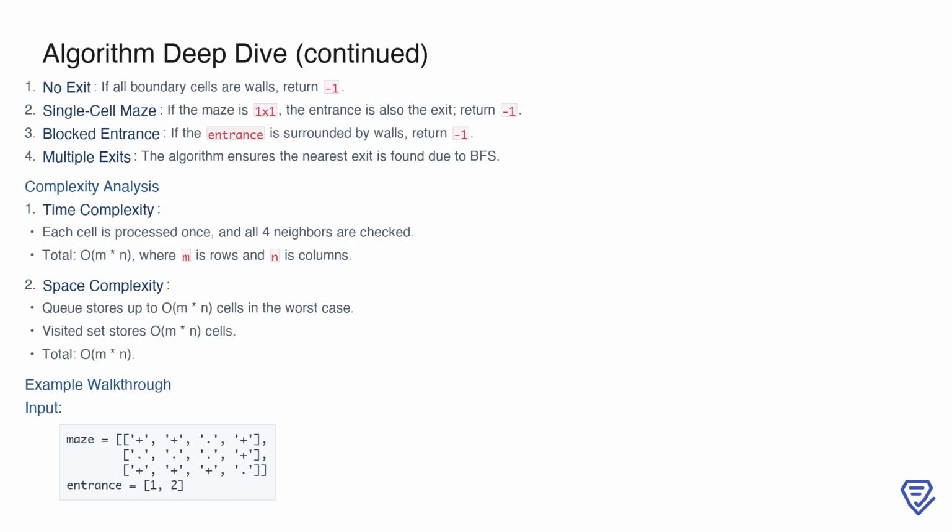When analyzing the algorithm's complexity, the time complexity is O(m*n), where m represents the number of rows and n represents the number of columns. Each cell is processed once, and all its neighbors are checked. The space complexity also amounts to O(m*n), as the queue and visited set can each store up to m*n cells in the worst-case scenario. These efficiency guarantees make BFS a perfect fit for this problem.